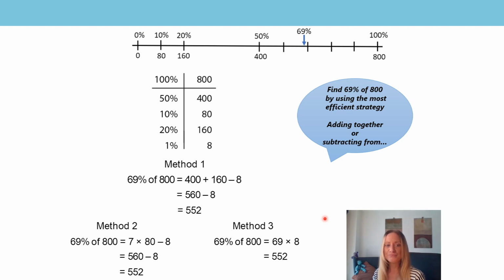eighths individually. Excellent. We've done loads of really hard work, but just remember that actually to find those unknown amounts, those unknown percentages, we can find our key percentages within our ratio table and either combine them or subtract from them to find the unknown value, which in this case was 69%.